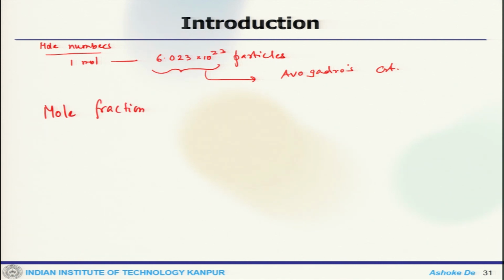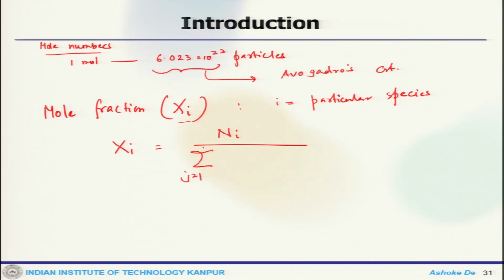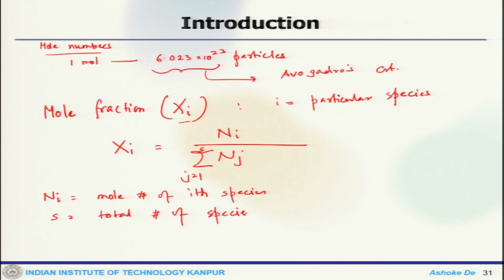Now, an important thing one can define is the mole fraction, which we denote as Xi, where i stands for that particular species. The mole fraction of the ith species is represented as Xi, and it is defined as Xi equals Ni divided by the summation over j from 1 to S of Nj. Here Ni is the mole number of the ith species, and S is the total number of species involved in this process.